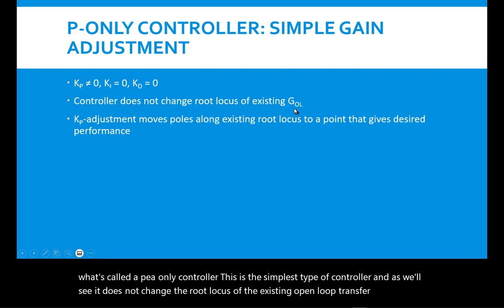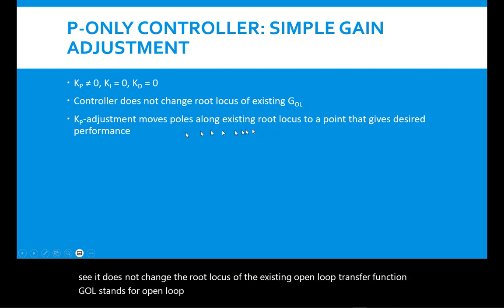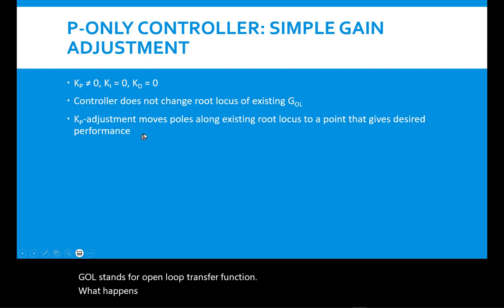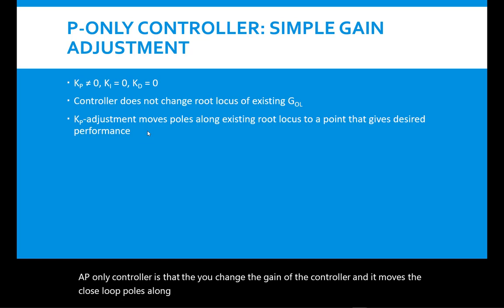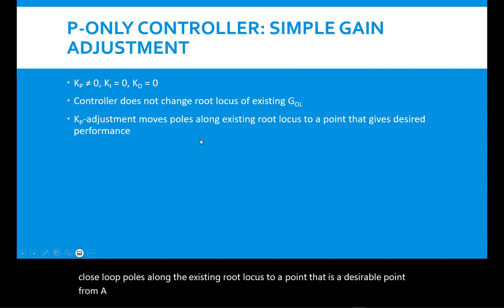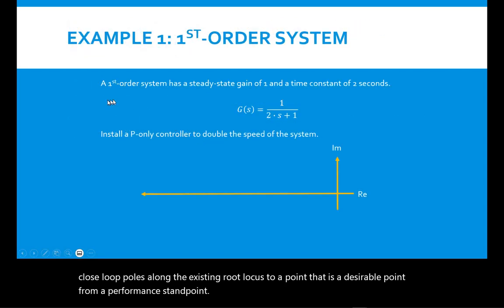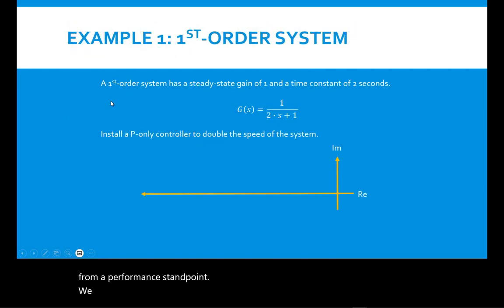GOL stands for open loop transfer function. What happens with a P-only controller is that you change the gain of the controller, and it moves the closed loop poles along the existing root locus to a point that is a desirable point from a performance standpoint. We will use two examples to show how this is done, a first order system and a second order system.